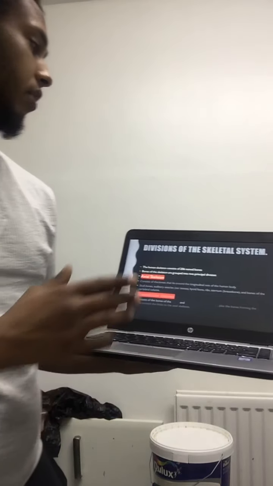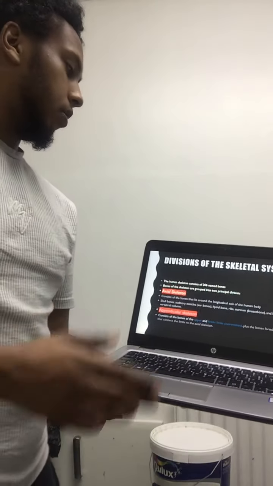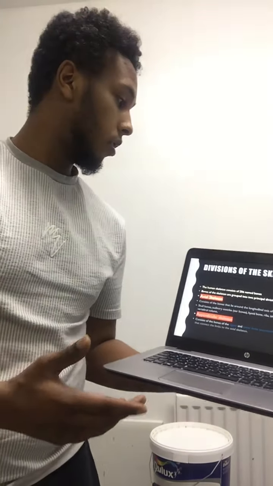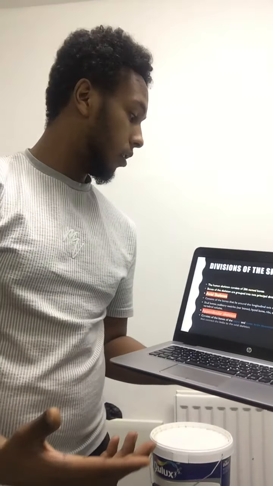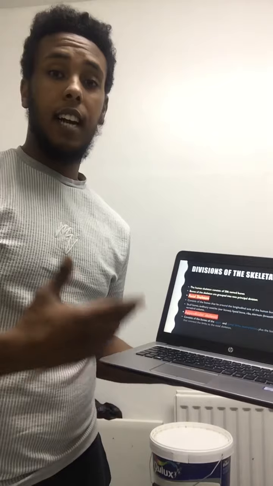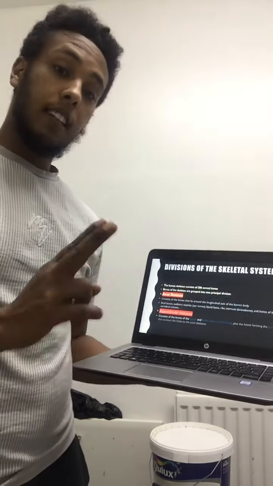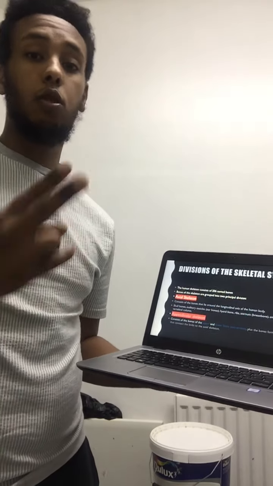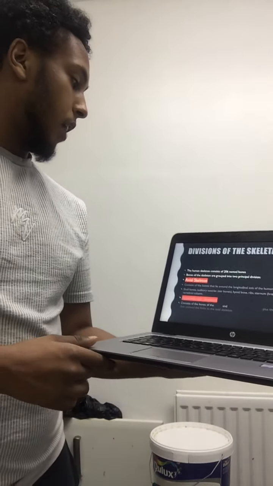So the divisions of the skeletal system. The human skeleton consists of 206 named bones. Bones of the skeleton are grouped into 2 principal divisions. As I already said, these are the axial skeleton and the appendicular skeleton.